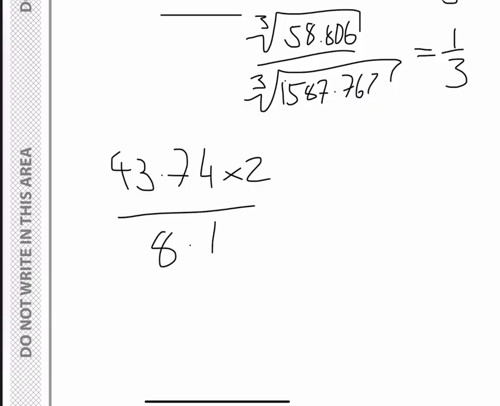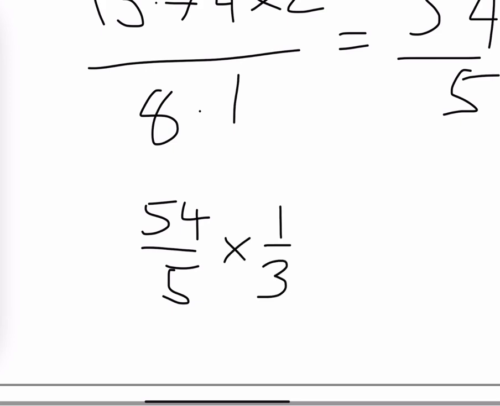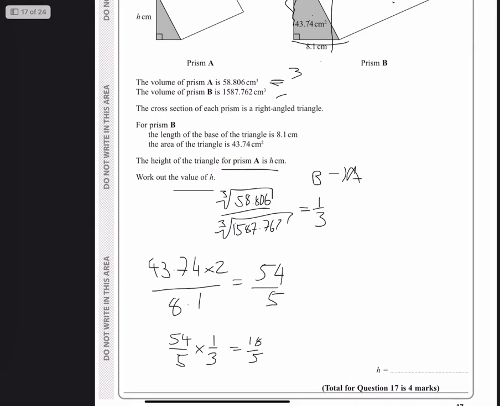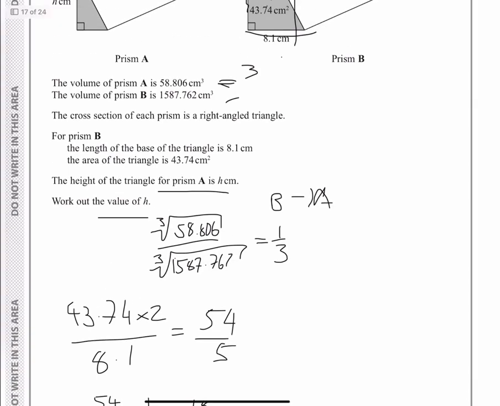43.74 times 2 over 8.1, which gives me 54 over 5. I'm now going to times that by the third to take it to the other shape, which gives me 18 over 5. How did they want it? Did they say anything? No, they didn't, so I can just leave it as that, really. I've used all the information they've given me as well, so we're happy.